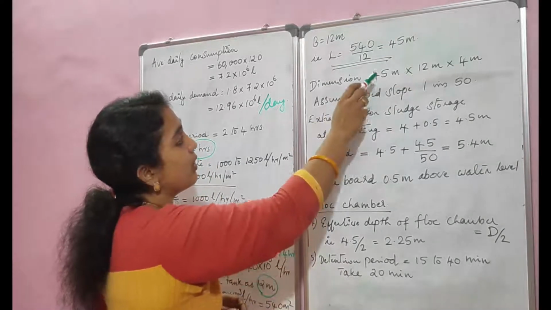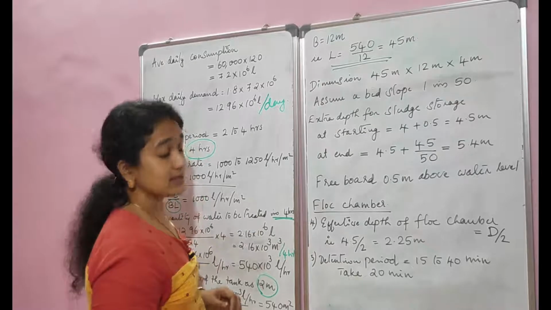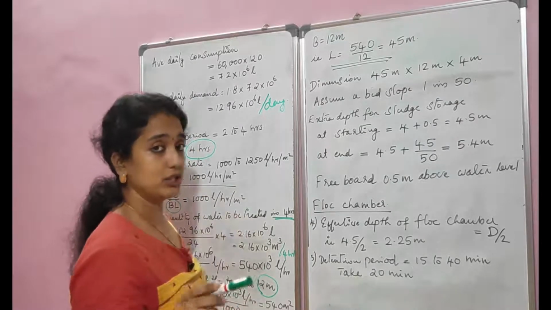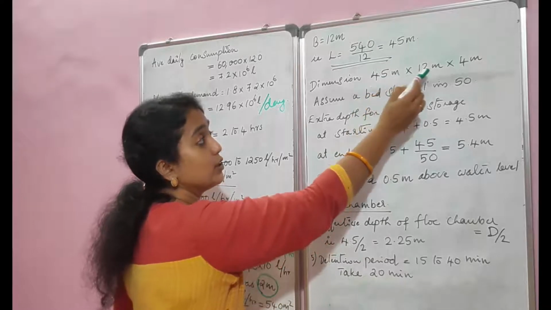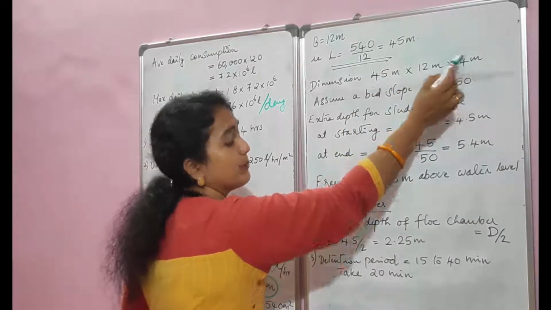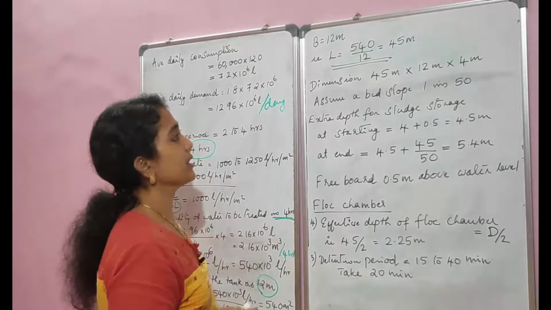Then we get all the dimensions of the sedimentation tank: 45 meter length, 12 meter width and 4 meter depth.